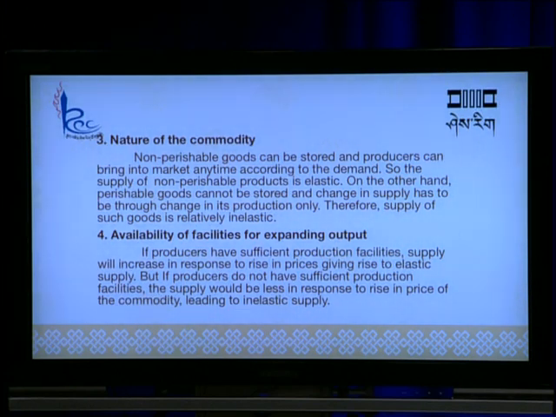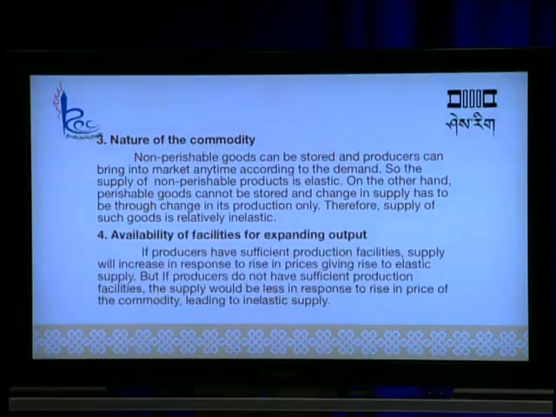Now, the fourth factor is availability of facilities for expanding output. Here, a producer's response to an increase in the price that results from an increase in the demand in the market will depend on the production facilities. If producers have sufficient production facilities, for example, enough availability of inputs or laborers, then supply is going to be elastic. They will be able to produce more.